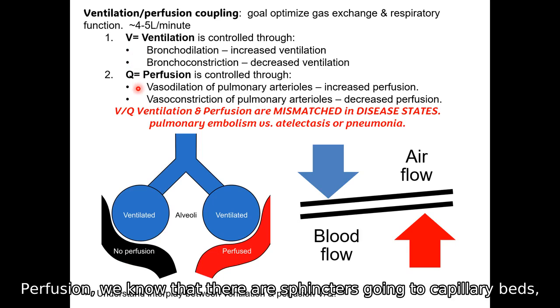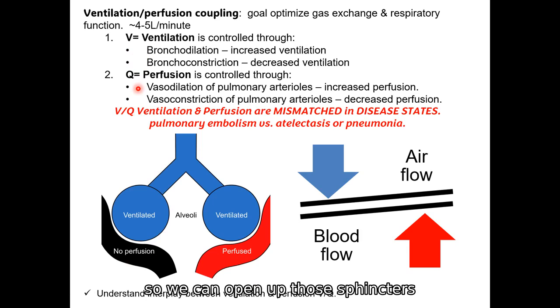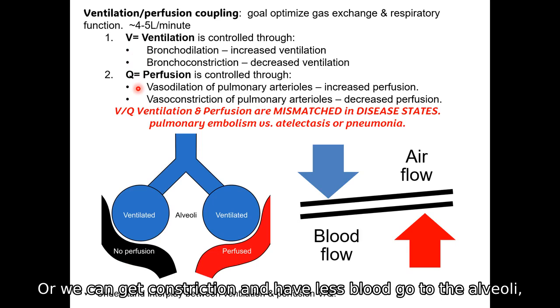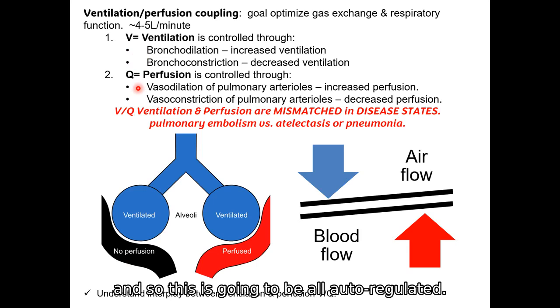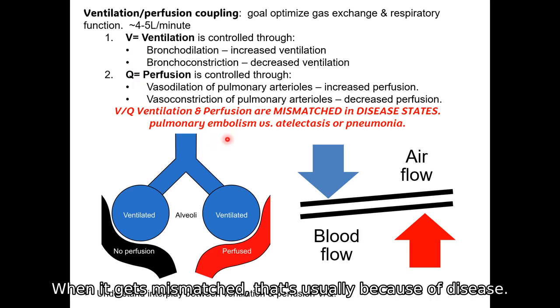Perfusion, we know that there are sphincters going to capillary beds. So we can open up those sphincters and we can get perfusion, so vasodilation, or we can get constriction and have less blood go to the alveoli. And so this is going to be all auto-regulated. When it gets mismatched, that's usually because of disease.